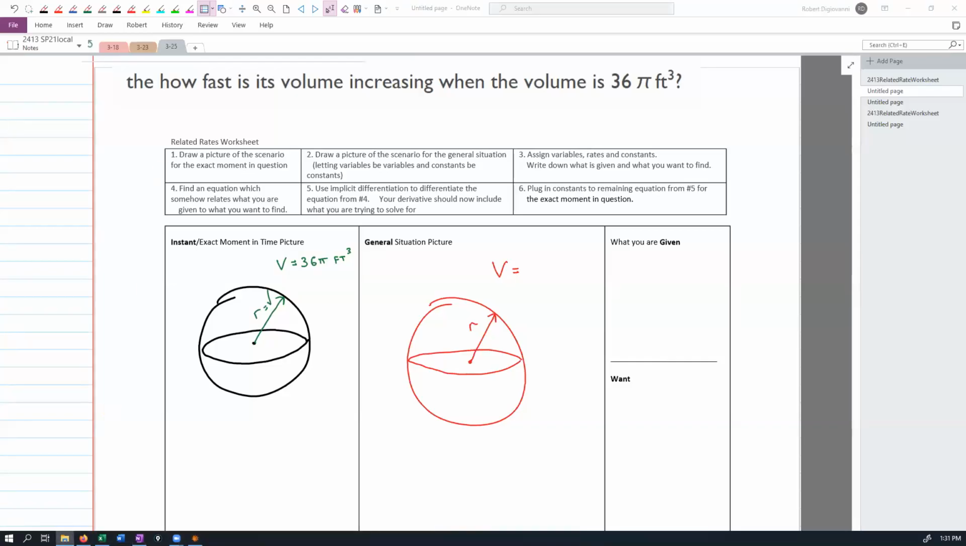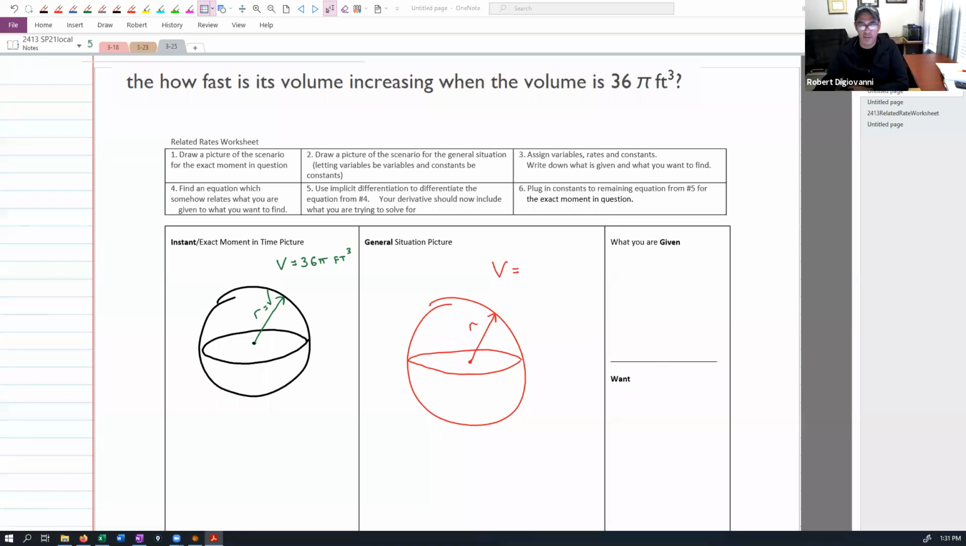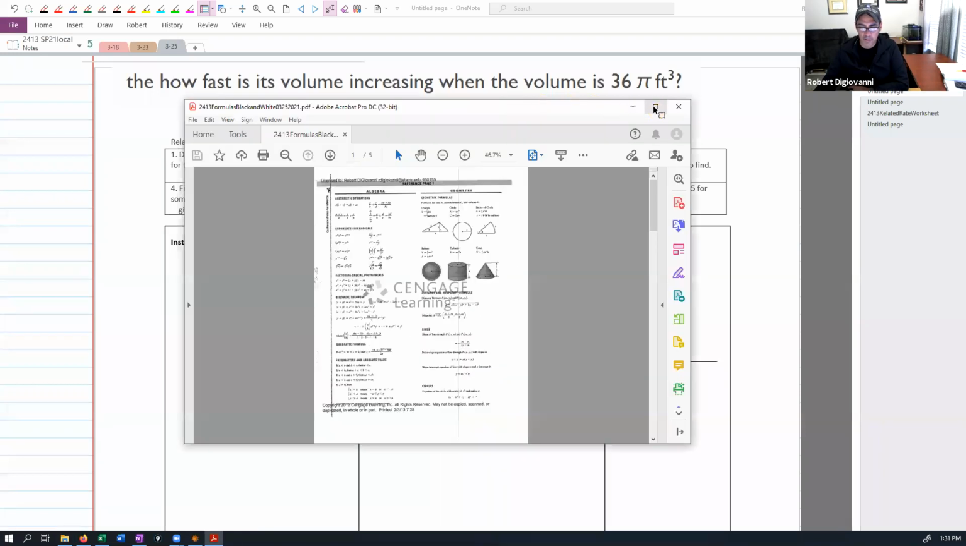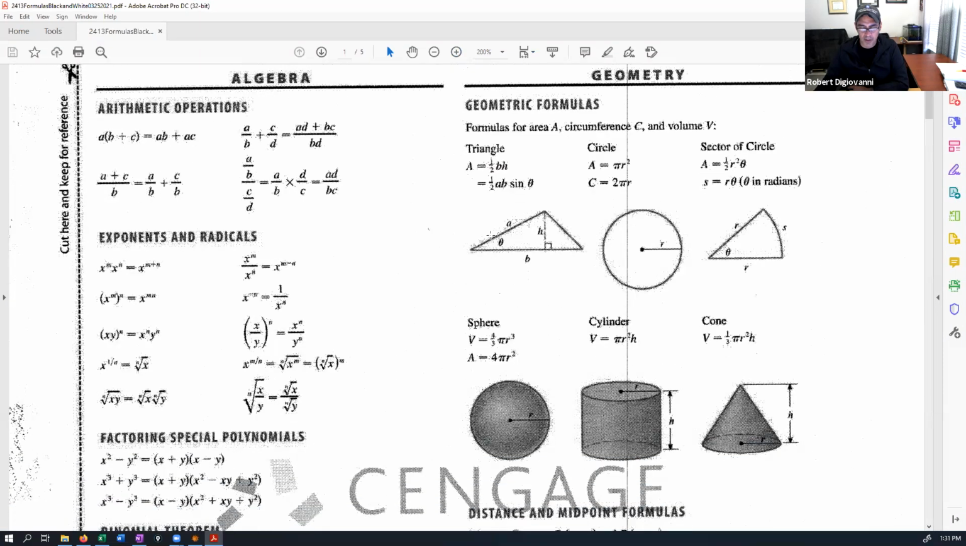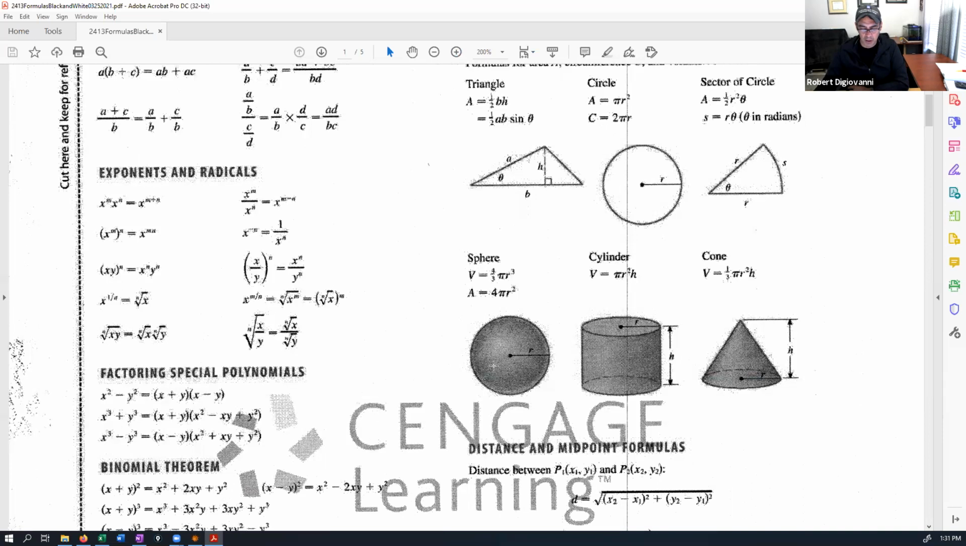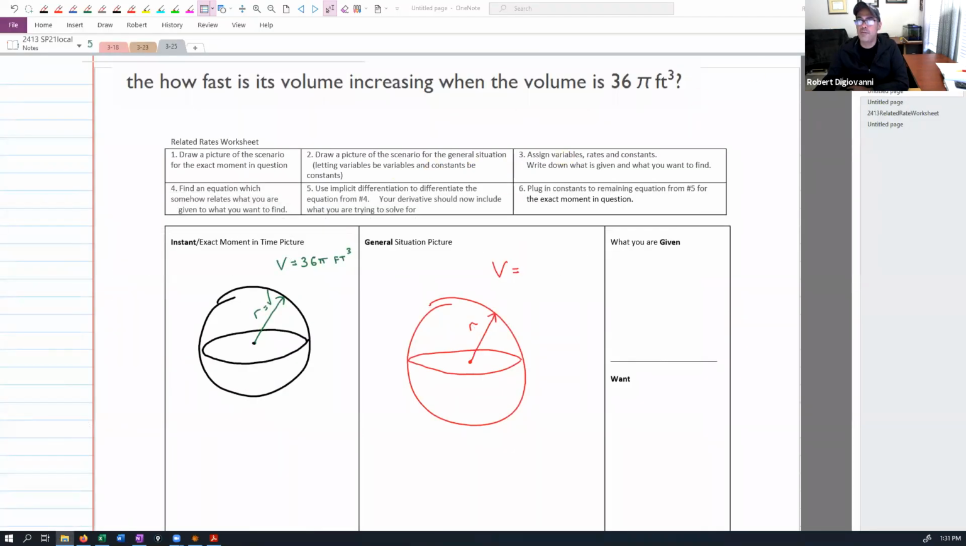But I do provide you formulas for this class. And on the very first formula sheet, you'll see that there is a sphere, and it shows that the volume, it's hard to read this, is 4/3 pi r cubed. 4/3 pi r cubed, okay? So you would have access to that information during a test.